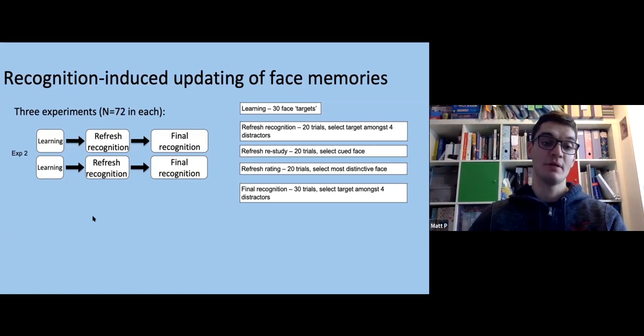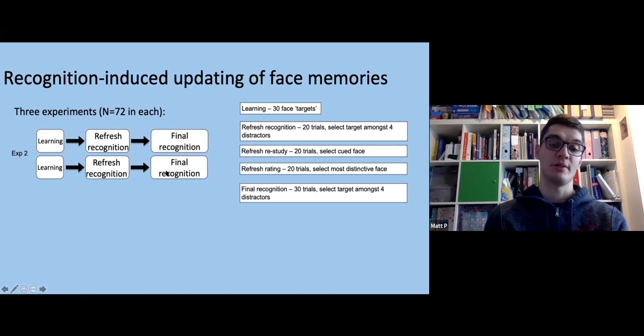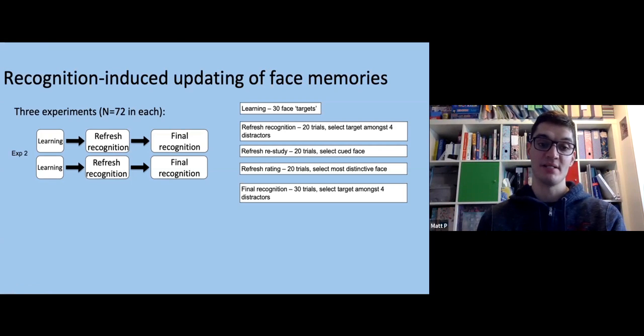So experiment two, as you can see, the two blocks were identical in that during the refresh task, in both blocks, participants completed a recognition task. So this experiment was conducted to control for any order effects that we found in the first experiment.